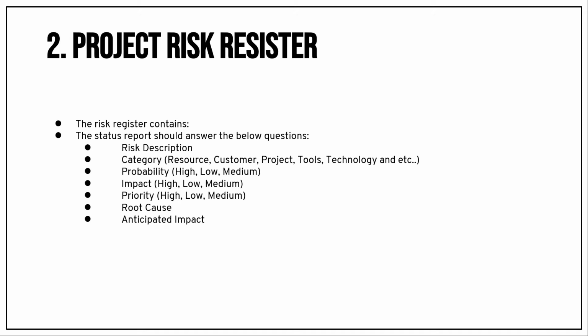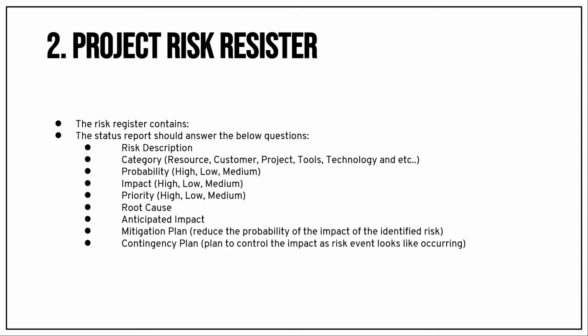And what is the anticipated impact of the risk? Mitigation plan. The mitigation plan is to reduce the probability of the impact of the identified risk. So here we are reducing the probability of the risk. Contingency plan. This is a plan to control the impact as the risk event looks like occurring.